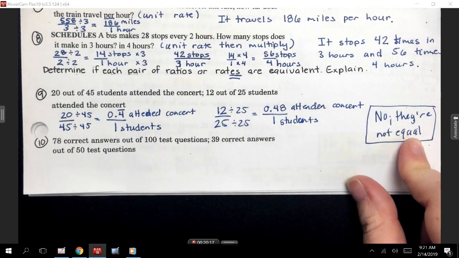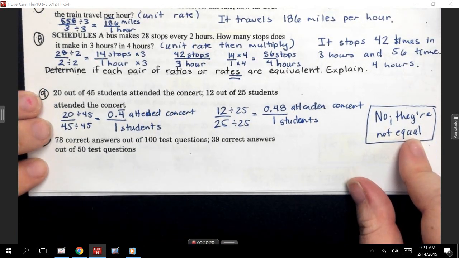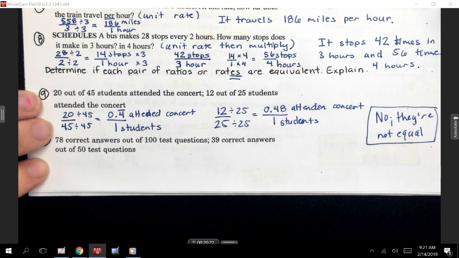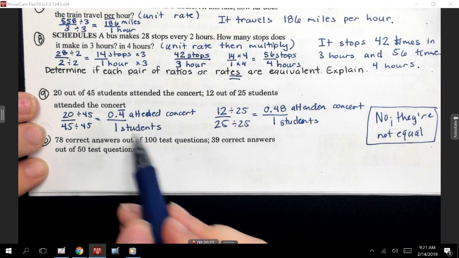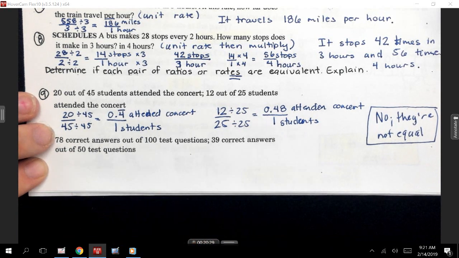Yes, Dylan? Yes. So you can't just put no, not equal. Right, I want you to say they're not equal because we are explaining that these two are not equal. Okay?